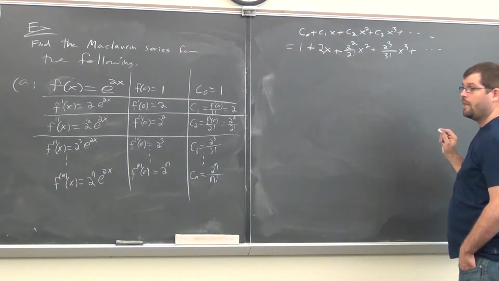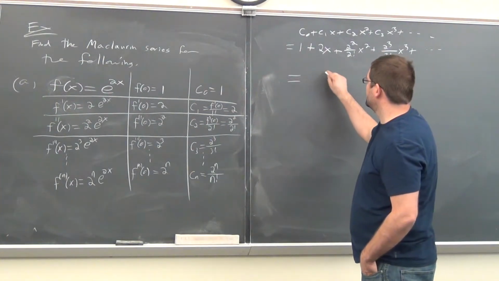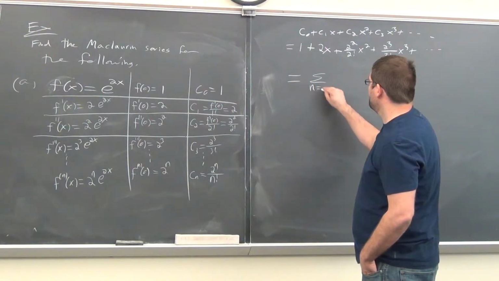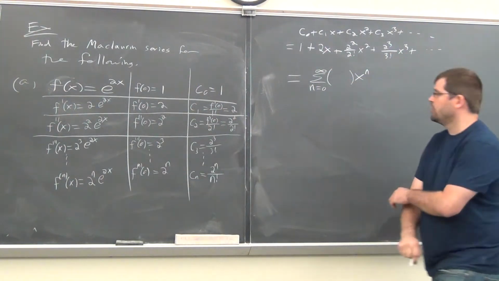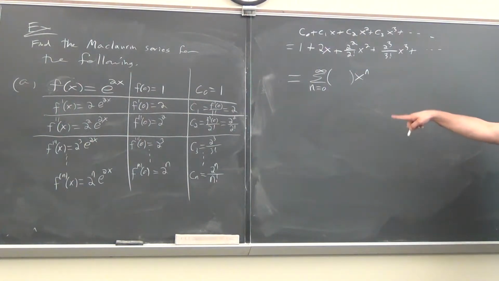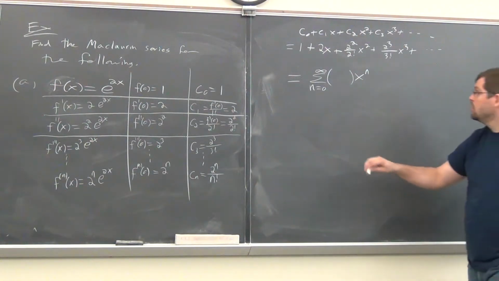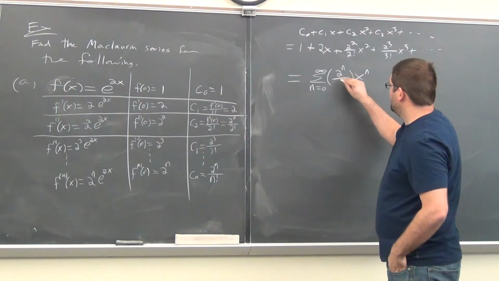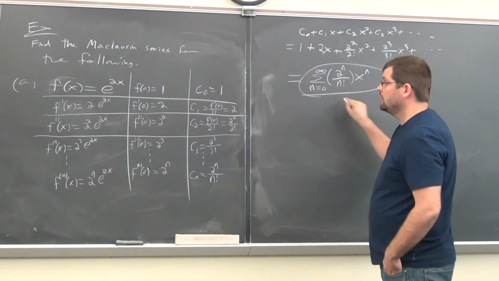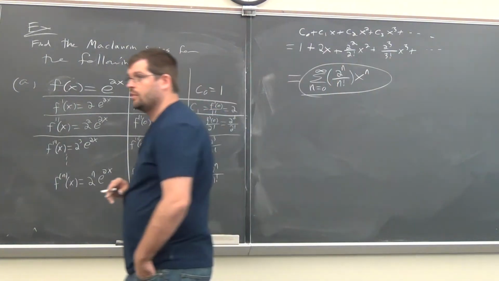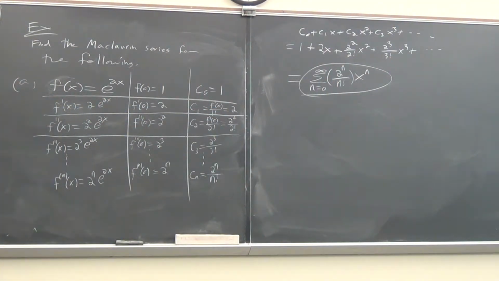And if we wanted to write this in our sum form, it's always got to be x to the n. What's the coefficient in front of there? Just the c sub n, so 2 to the n over n factorial. So this is the nice closed form.